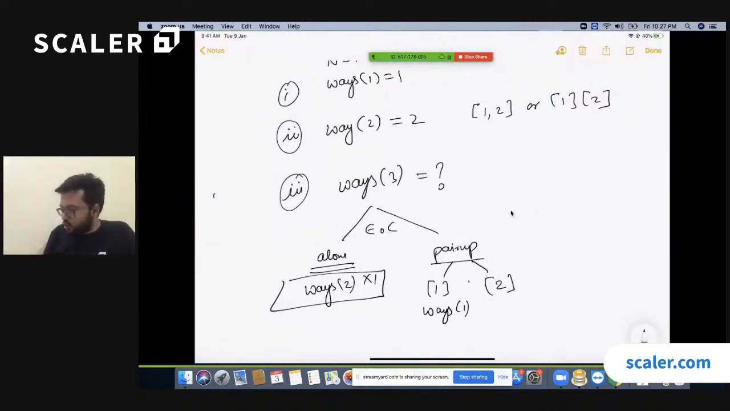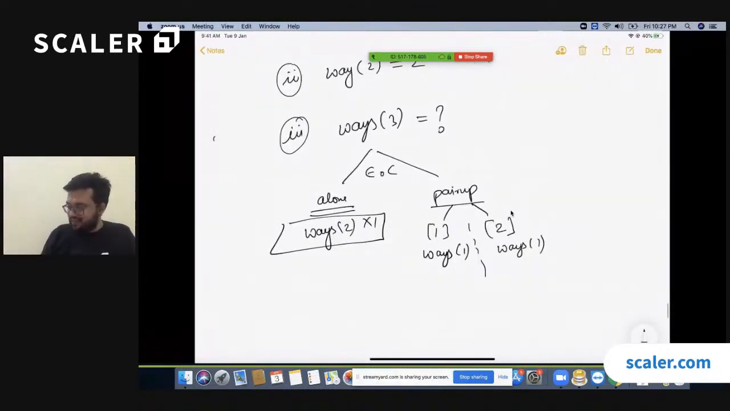Similarly, if I chose to pair up with the second person, then I am busy, the second person is busy, only the first person is available. That would also mean that there is only one person in the party remaining, and there is only one way for him to enjoy. So you see that for pair up, you have ways one plus ways one. How many times are you adding ways one? That is the number of people who are remaining in the party.